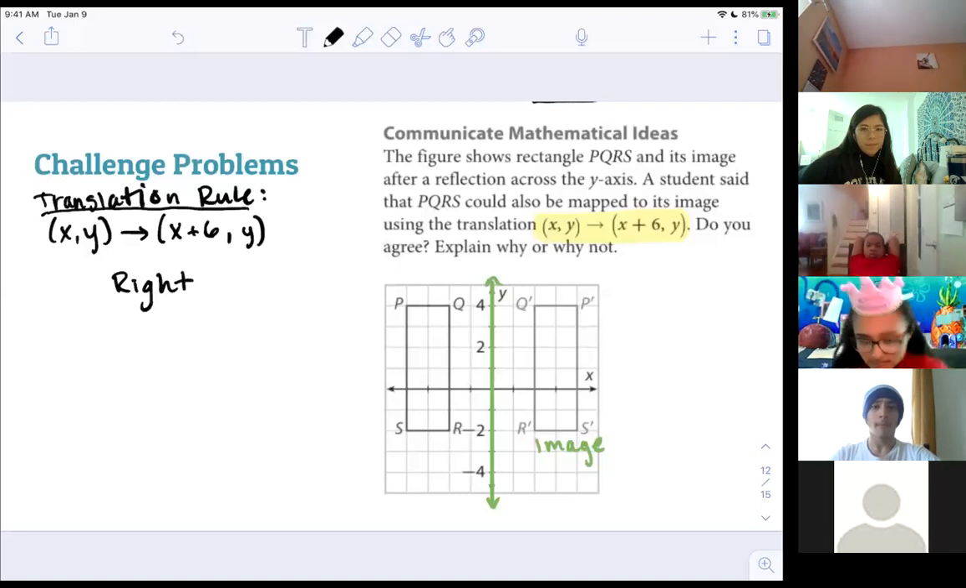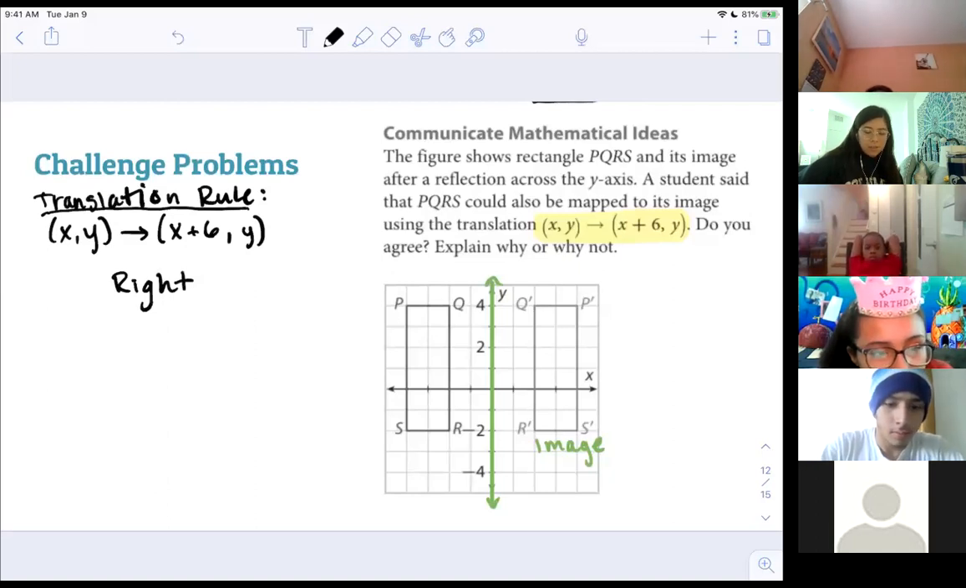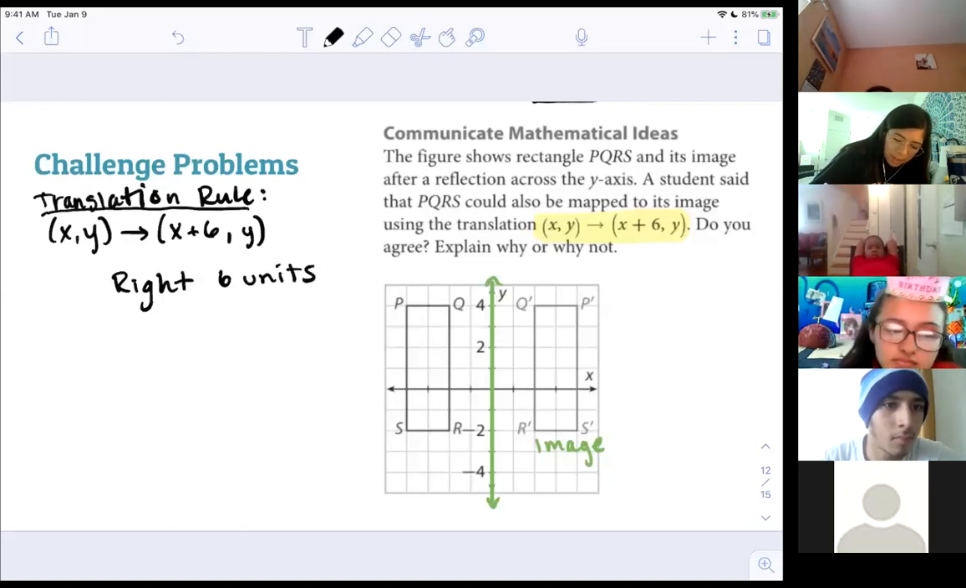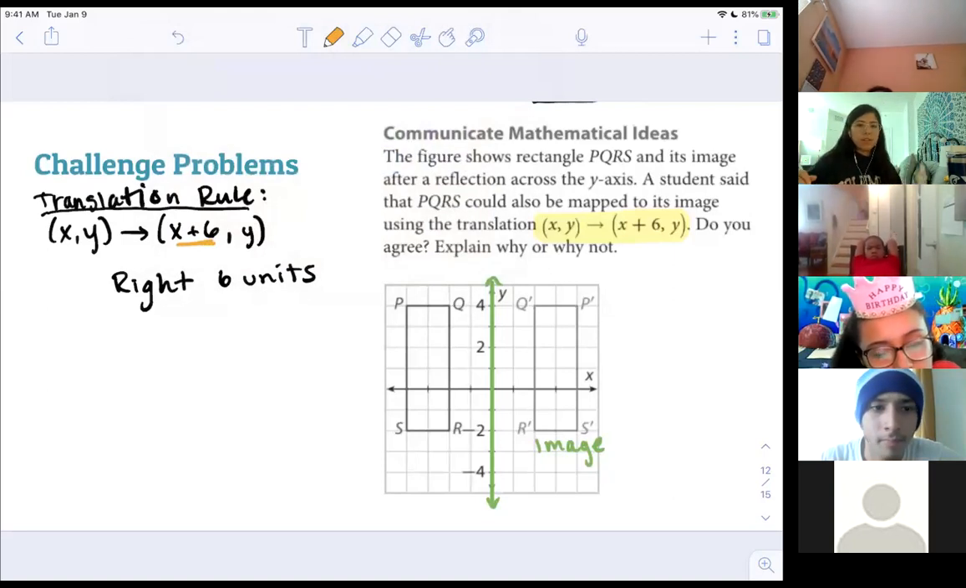Somebody else then. My translation rule is the one that I highlighted and the one that I wrote down. What is that telling me to do? 6 units to the right. I know that because I see x plus 6. So that tells me I'm going 6 units to the right.